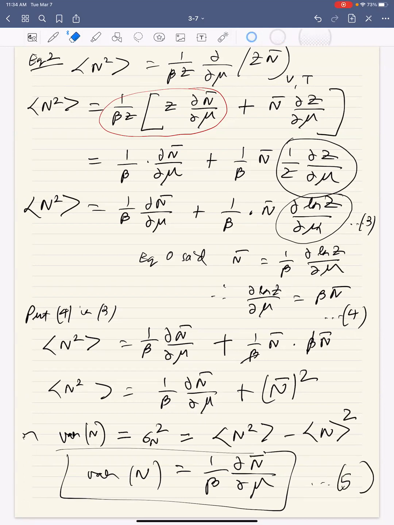What does this tell us about the order of magnitude of variance of n? Does beta depend on n? Is beta intensive or extensive? Intensive. Is chemical potential intensive or extensive? Aiden, what do you think? Intensive. Is n bar intensive or extensive?